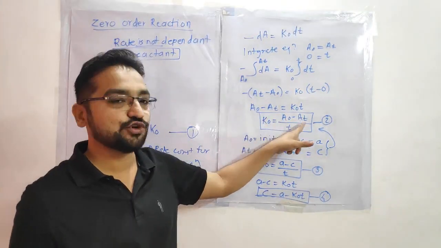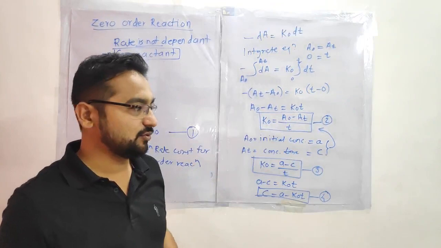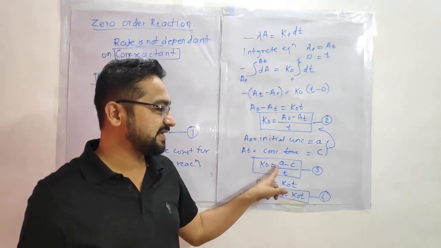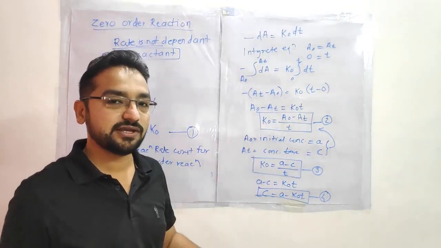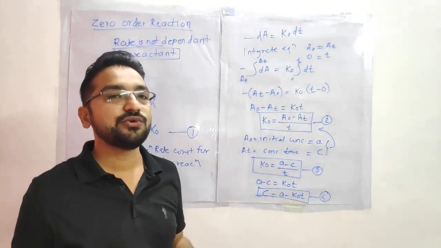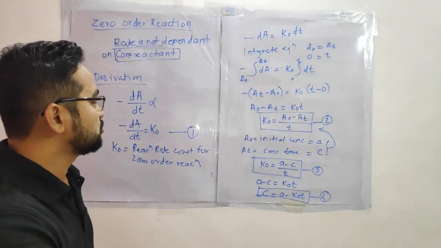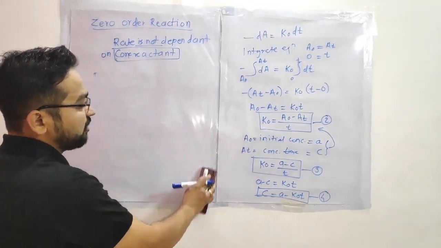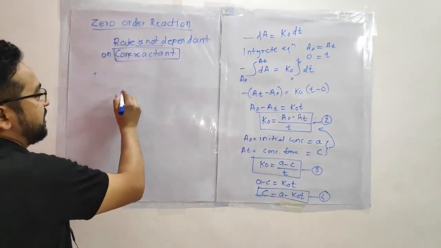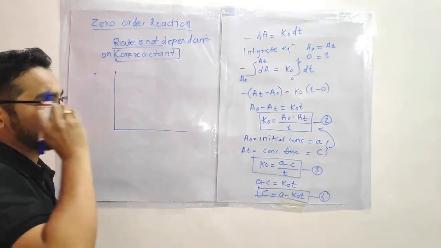K0 is equal to a0 minus at divided by t. For simplification, a is the initial concentration, and c is the concentration at some given period of time. Now we want to plot the graph. To plot the graph, you know y is equal to mx plus c.